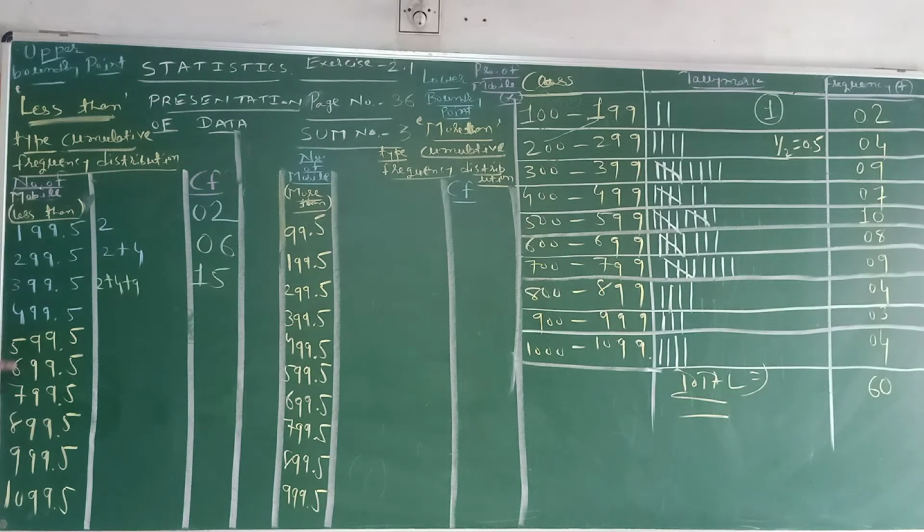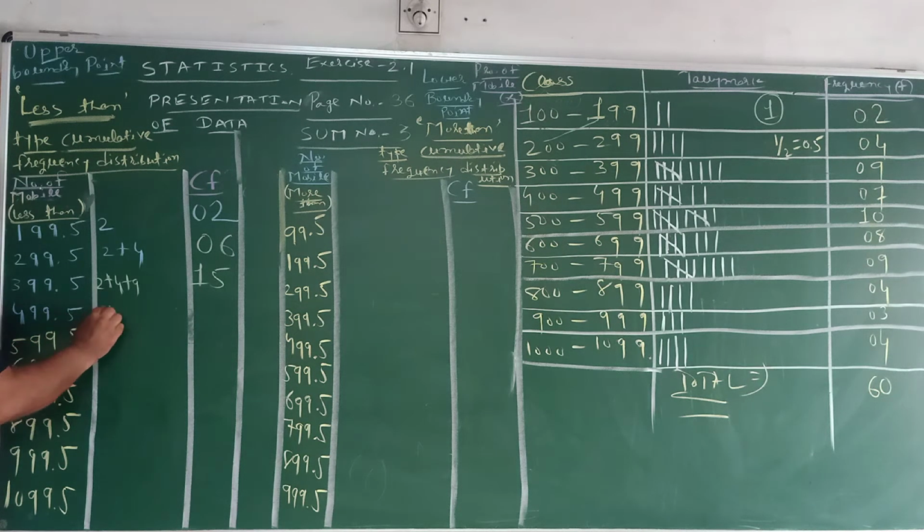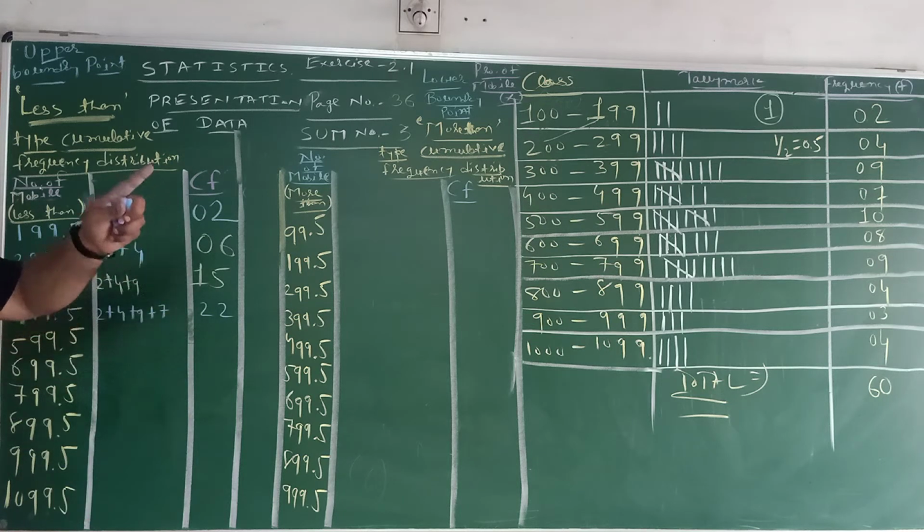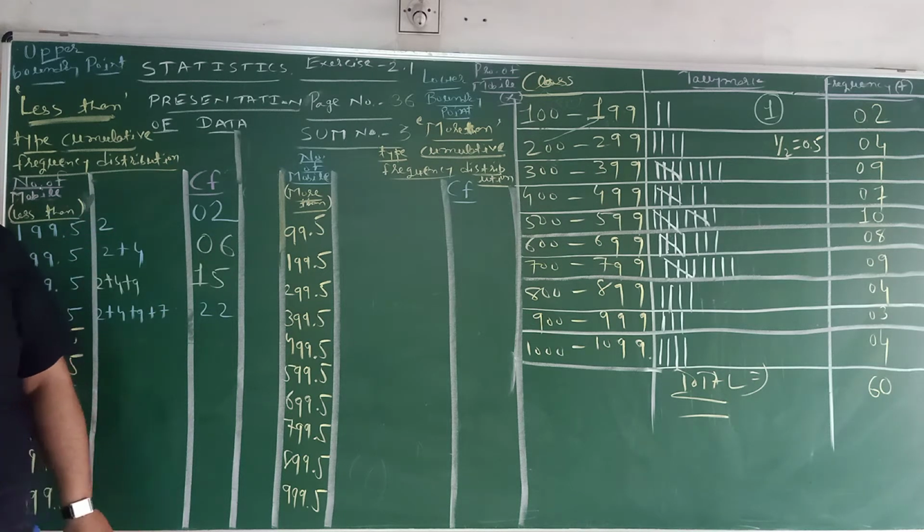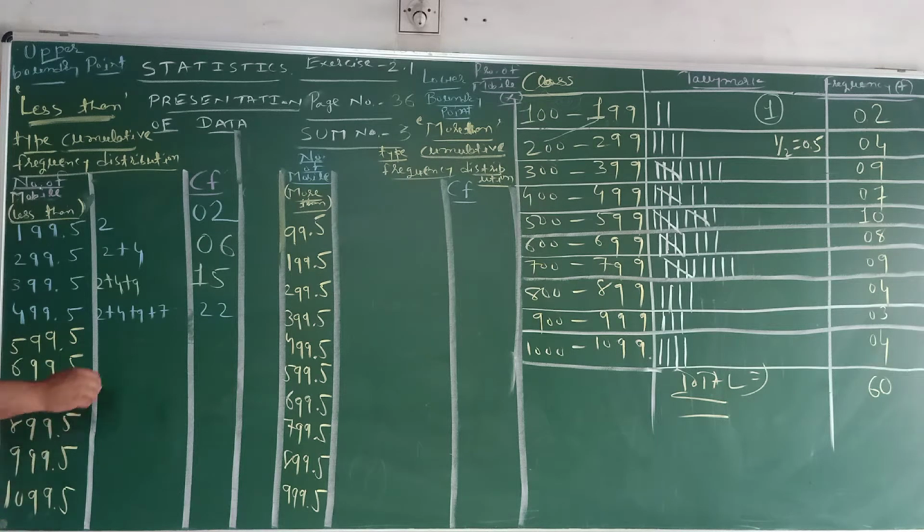Now 499.5, next is 7: 2 plus 4 plus 9 plus 7, that is 22. It is not compulsory to show this totally, but I write it here so you can easily understand what I would like to explain. After 22, add 10, that is 32: 2 plus 4 plus 9 plus 7 plus 10.